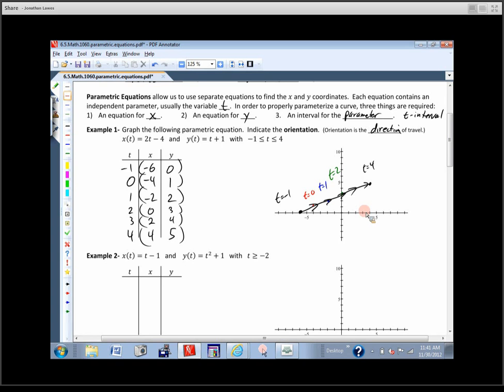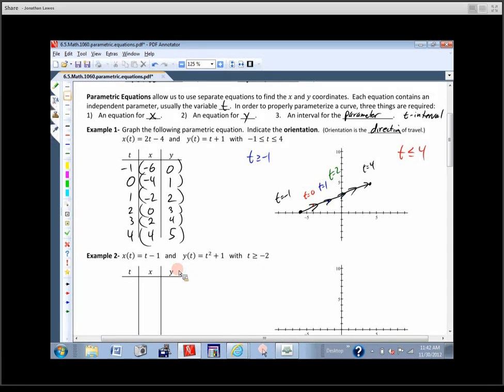Now, so this is a good point to make, if we had said t has to be greater than or equal to -1, then we just continue going on. It would have started right here and continued going in that direction. Or what if we said t is less than or equal to 4? Then it would have gone the other way. Any questions?